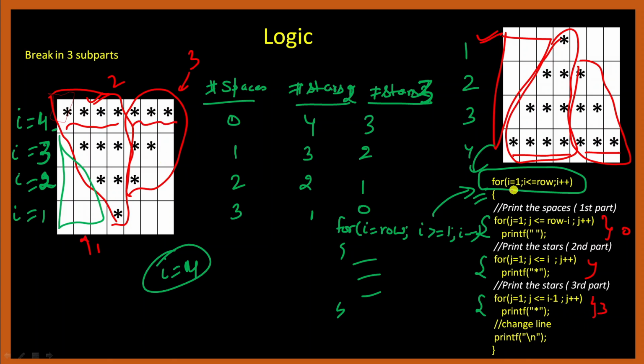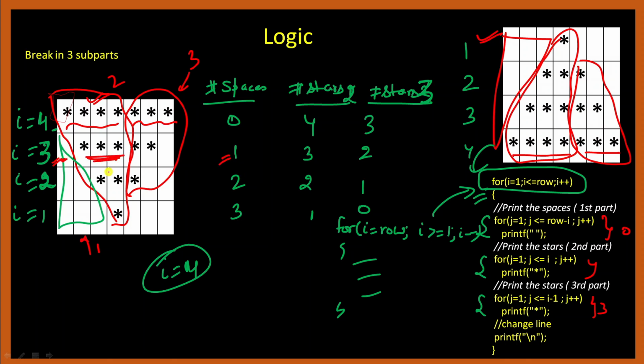Then change line. For the next row I will come here. Sorry, row is 4 and I is 3. I am checking for I equal to 3, that is this row. So 4 minus 3 is 1. So one time this loop will run and one space will be printed.